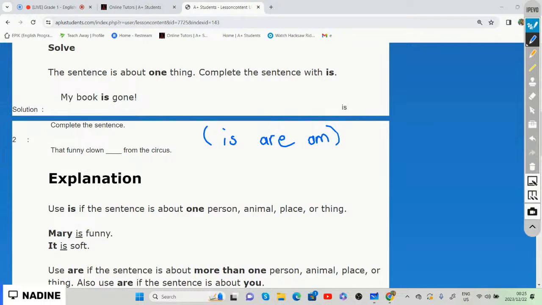And if we choose the correct one, we can say that funny clown is from the circus. So that funny clown is from the circus because that funny clown refers to one person. So "is" is the correct word or correct answer.